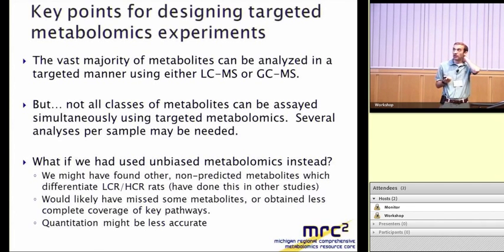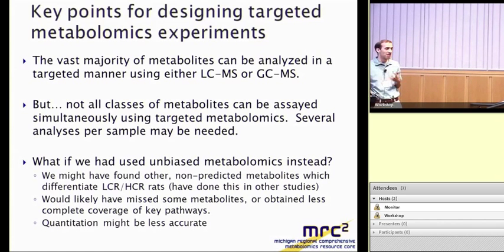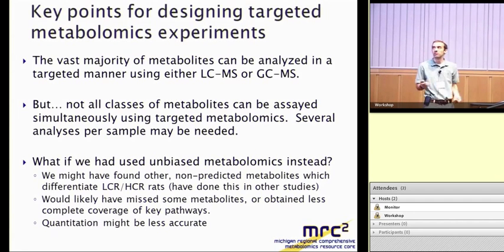However, we would have very likely missed some of the metabolites that we did measure in these pathways. We might not have had complete coverage of the carnitines. The unbiased method might not have given us a good measure of acetylcarnitine or C3 carnitine, and we could have missed that important picture that would have led us downstream. It's always possible that you may not have that complete coverage in unbiased.